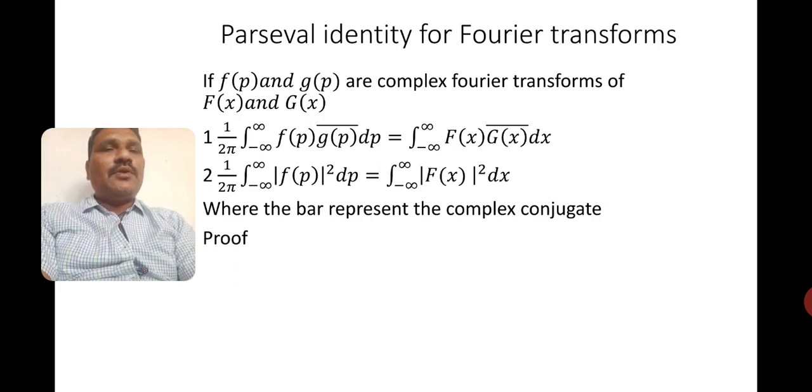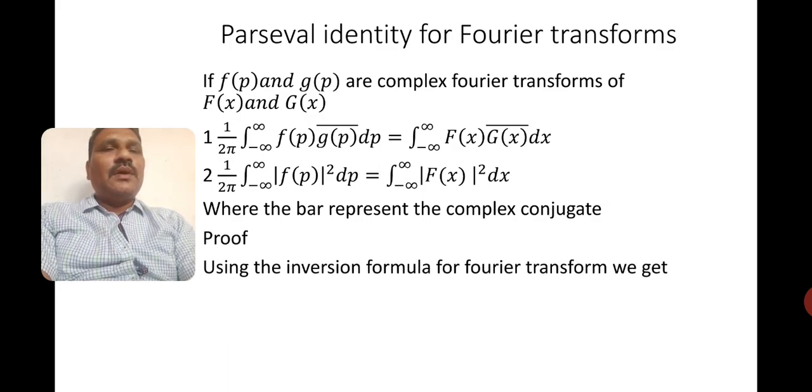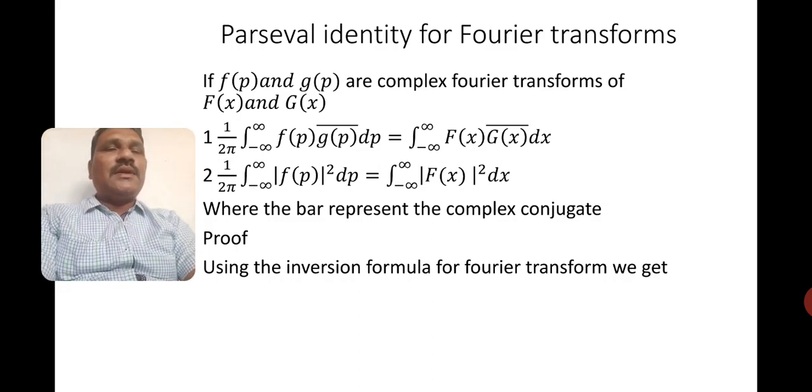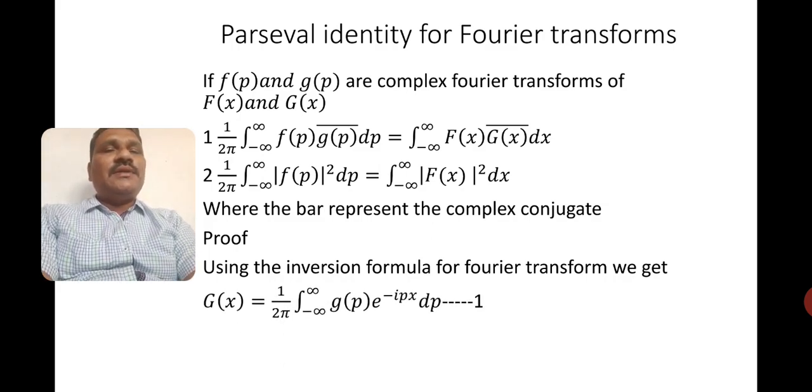Let me try to prove this one. Using the inverse formula of the Fourier transform, g of x is equal to 1 by 2 pi integral minus infinity to plus infinity G of p e to the power minus ipx dp. Let me call this equation 1.